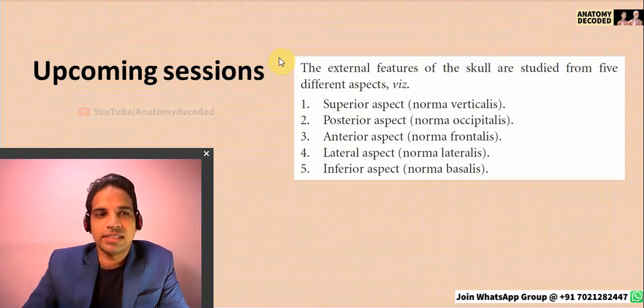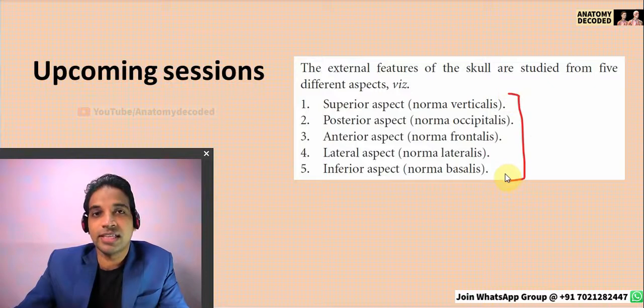In subsequent sessions, I'll be covering the various parts of the skull, the exterior of the skull, the interior of the skull. These are the various headings in which the exterior of the skull is studied: norma verticalis, norma occipitalis, frontalis, lateralis, basalis. So all these topics will be covered in the subsequent sessions.